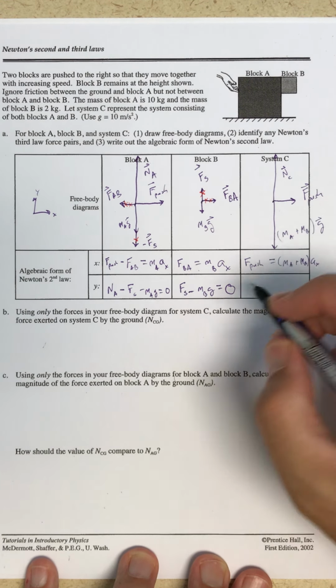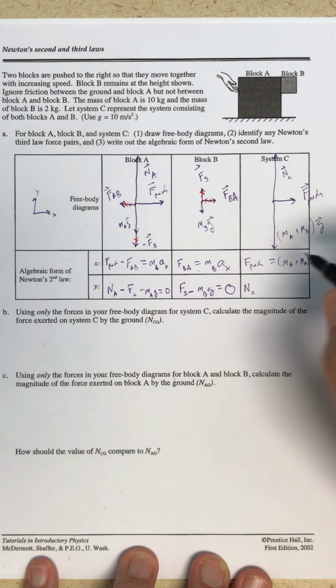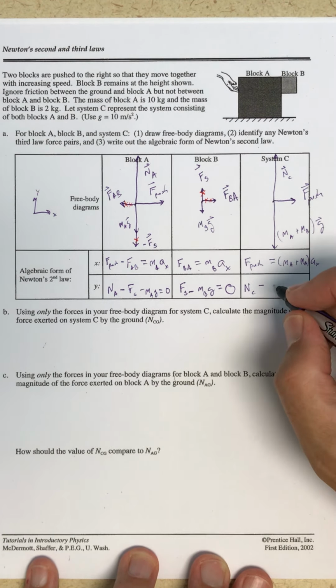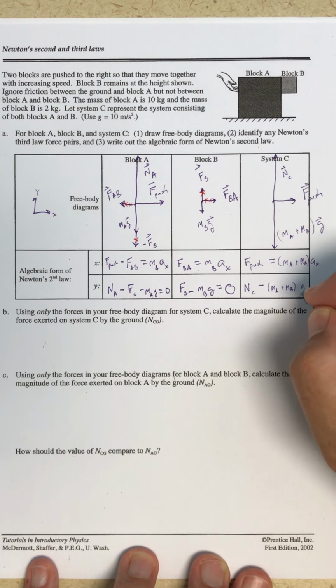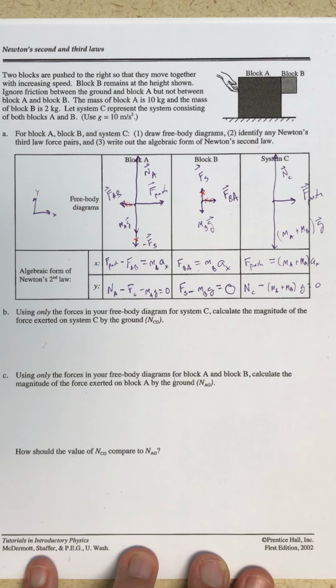And in the vertical direction, the normal force on the system is enough to cancel out the weight, MA plus MB times G, pointing down. Okay.